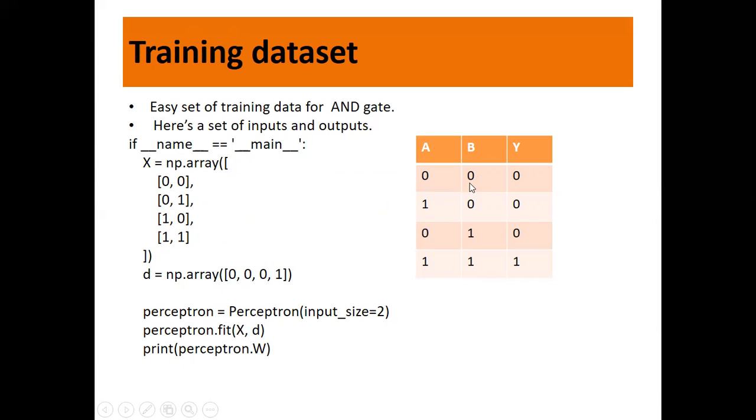Same thing, if the input is 0, 0, output should be 0. If it is 1, 0, output should be 0. If it is 0, 1, again output should be 0. And if it is 1, 1, output should be 1. You can just check it out. So this is the training data for the AND gate along with the expected output. Okay, a training set always has an output associated with it, like if you read this, what should be the output.